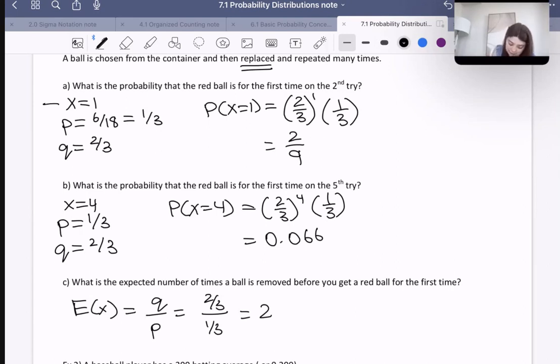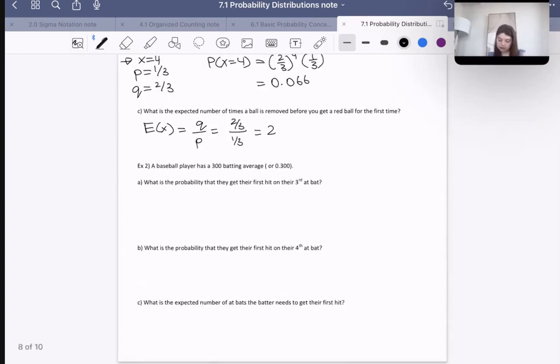And x being 1 is closer to x being 2 than x being 4 is. So that also suggests to us that we're going to have a higher probability for A than for B, because we're closer to the expected value. And the closer we are to that average, that expected value, which is going to have the highest probability of any specific value, the higher the probability is. Good.